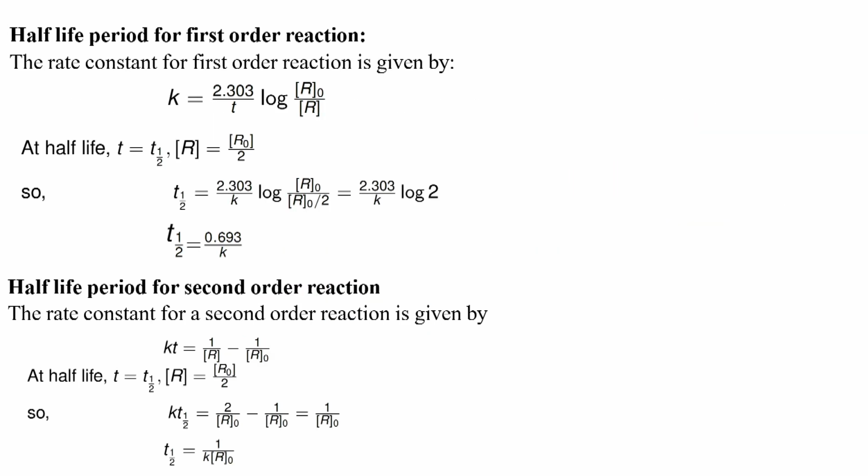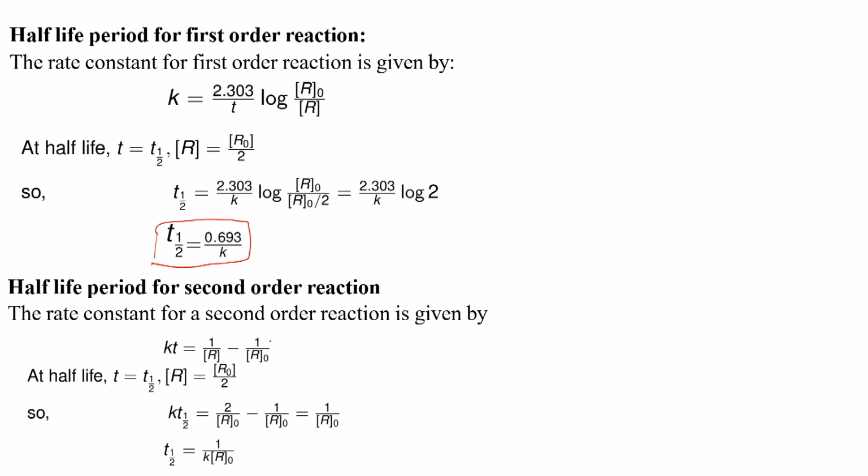Now for the first order reaction, the half-life is like this. For the rate constant of the first order reaction, we got this expression, and now at half-life, t is t half. So again concentration of r is concentration of r naught by 2. If we substitute it, we get 2.303 by k log 2. So if we carry this out, we get t half is 0.693 by k. So this is the half-life period of the first order reaction.